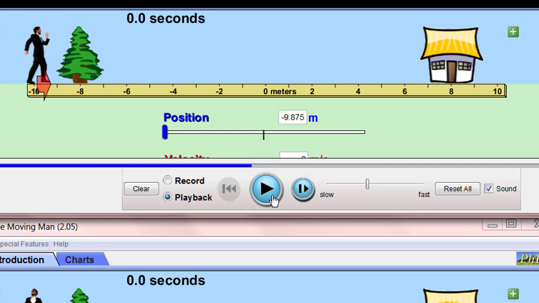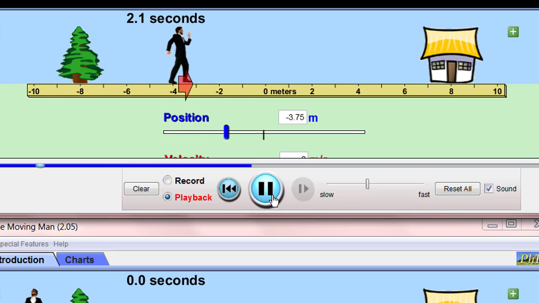So if I hit play, you'll see that he moves across the screen at a consistent velocity. And in fact, he moves across at a velocity of positive 3 meters per second. So that means that he's changing his displacement by 3 meters for every second he is traveling.